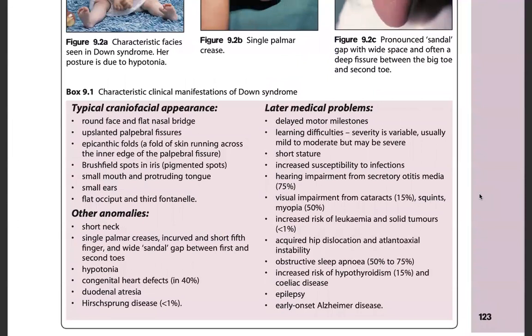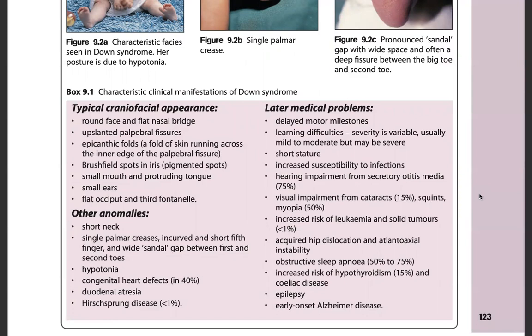Typical craniofacial appearances: round face and flat nasal bridge, upslanted palpebral fissures, epicanthal folds, a fold of skin running across the inner edge of the palpebral fissure, Brushfield spots in the iris, small mouth and protruding tongue, small ears, flat occiput and third fontanelle. Other anomalies: short neck, single palmar creases, incurved and short fifth finger, wide sandal gap between first and second toes, hypotonia, congenital heart defects in 40%, duodenal atresia, Hirschsprung disease in less than 1%.